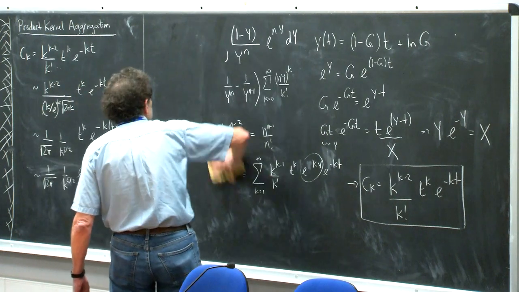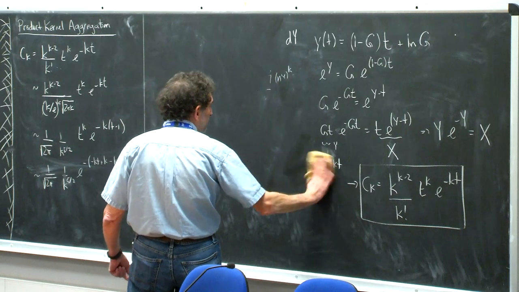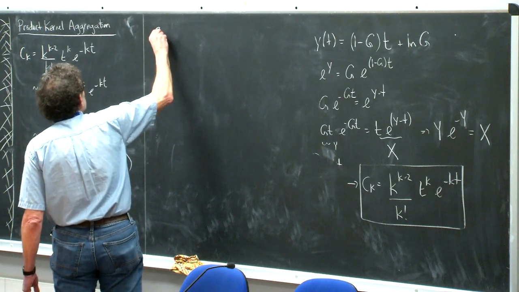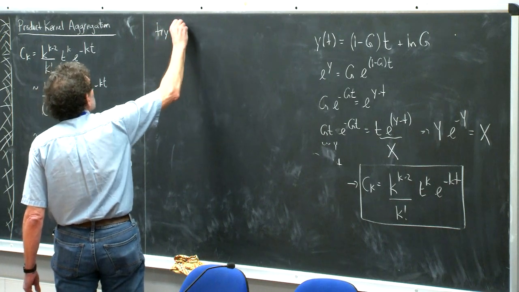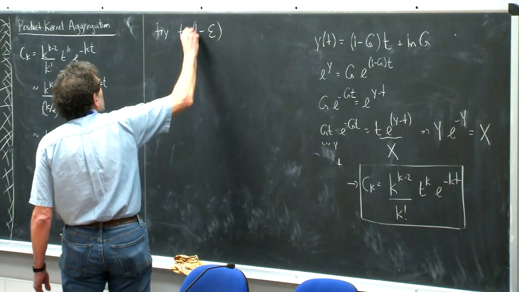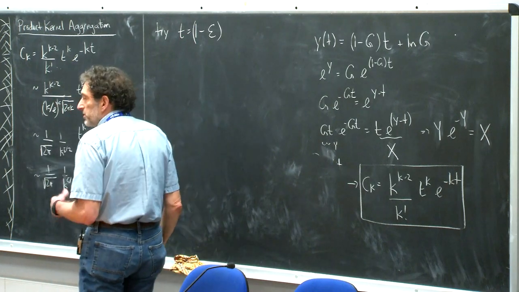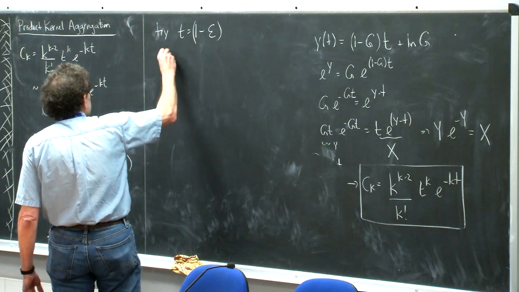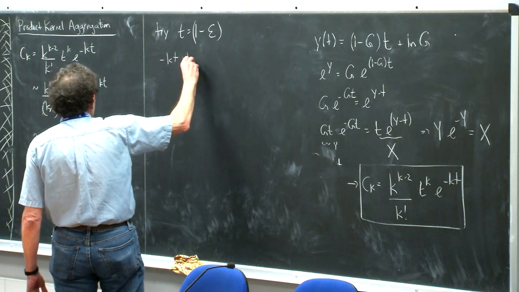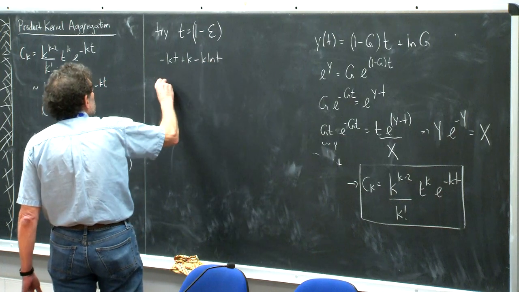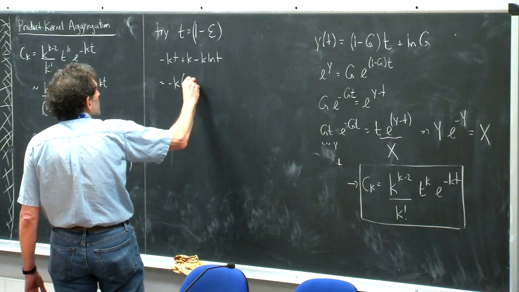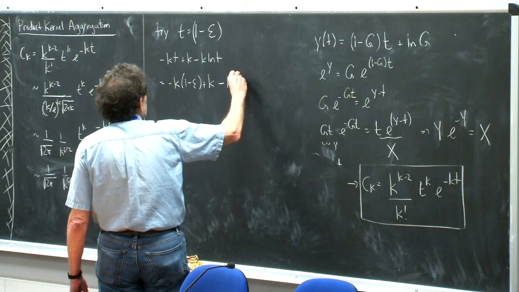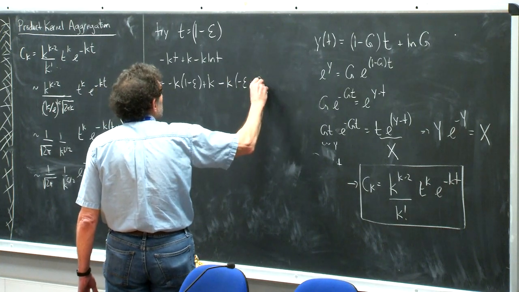Whereas for small times there's an exponential here, and to figure out the asymptotics of this exponential, let's try t equal to 1 minus epsilon, because we know that when t is equal to 1, the exponential goes away and it's a pure power law. So let's look close to this point. Minus kt plus k minus k log t is equal to minus k times 1 minus epsilon, plus k, minus k log t. That's log of 1 minus epsilon, so it's minus epsilon plus epsilon squared.